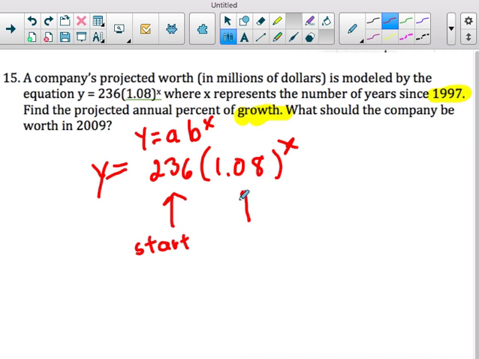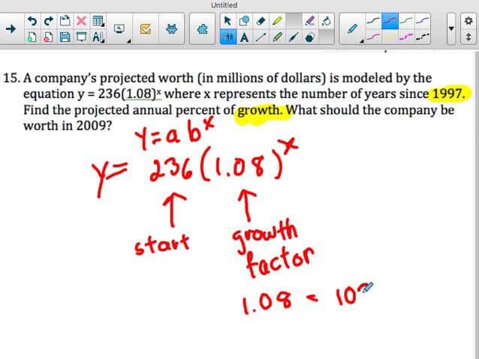And this right here is a growth factor. Even if it didn't tell me it was growth, I would know it's growth because it's greater than 1. And we always are comparing to 100%. So think of the fact that 1.08 is another way of saying 108%. Those two things are the same. It's just the decimal and the percent. And so what this is telling us is this company is growing by 8%.